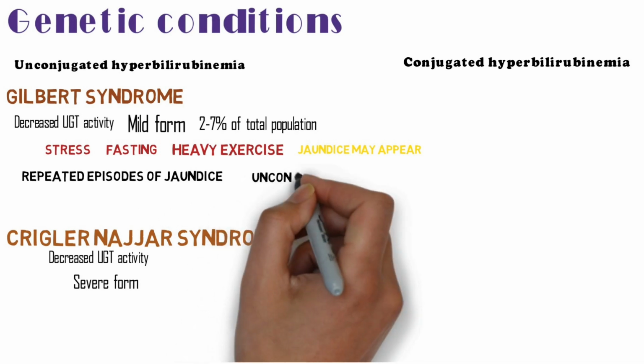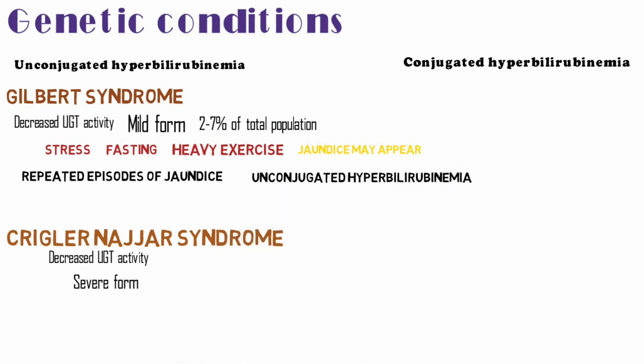will see unconjugated hyperbilirubinemia. Now, moving on to the Crigler-Najjar syndrome, there are two types, type 1 and type 2. Type 1 is a more severe form and it is not compatible with life, whereas type 2 is a less severe one and it is comparatively milder form as compared to type 1.